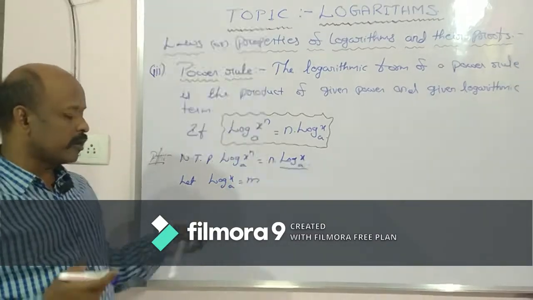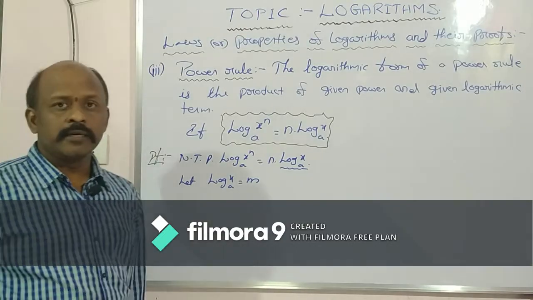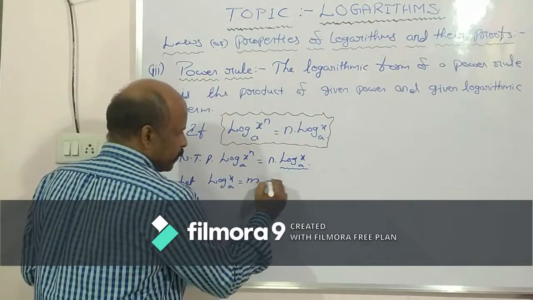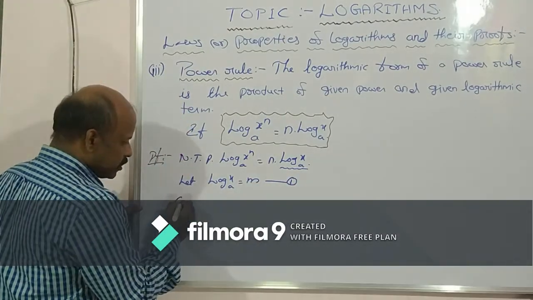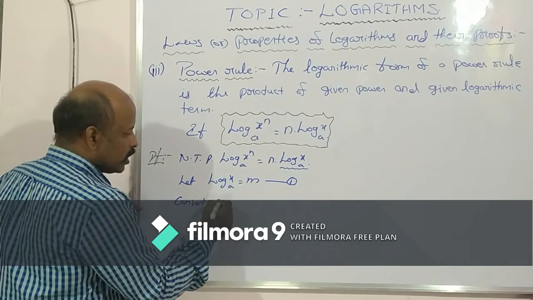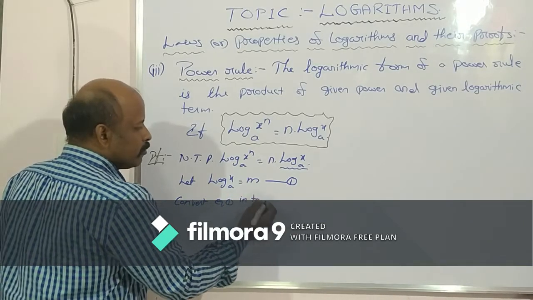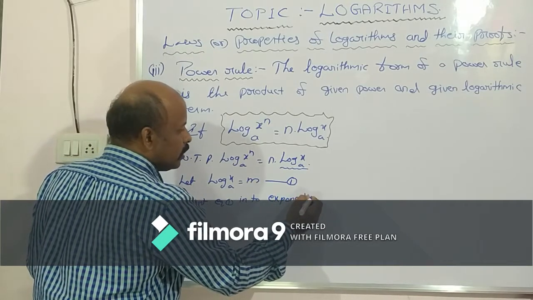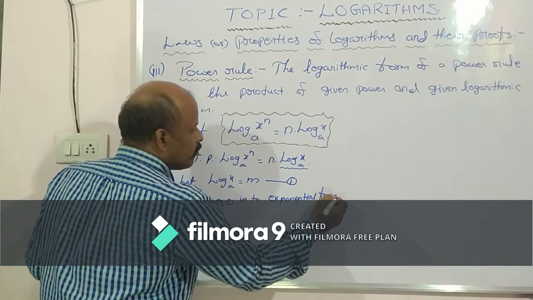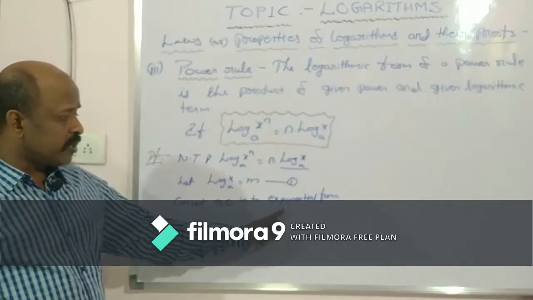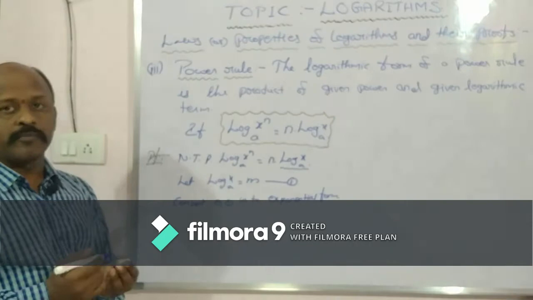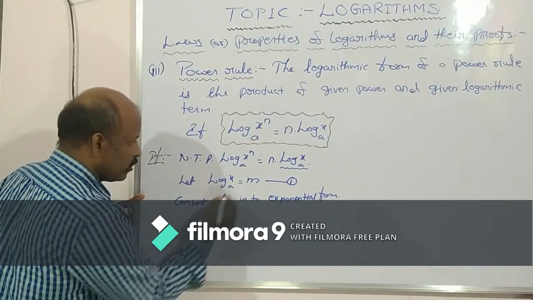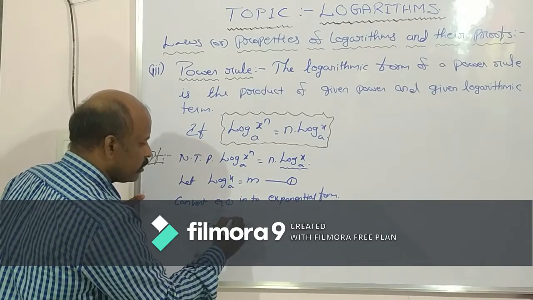Here this is in logarithmic form, so I am going to write the exponential form. This one I am going to take as equation number 1. Convert equation number 1 into exponential form. Why should I convert it to exponential form? Because it is in the logarithmic form. Therefore x is equal to a power m.